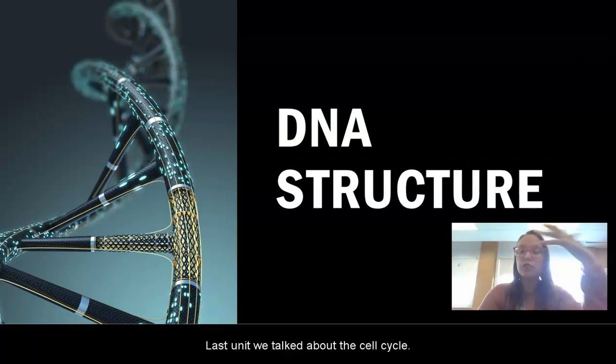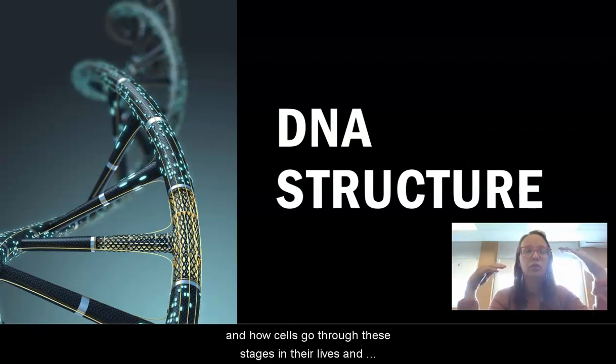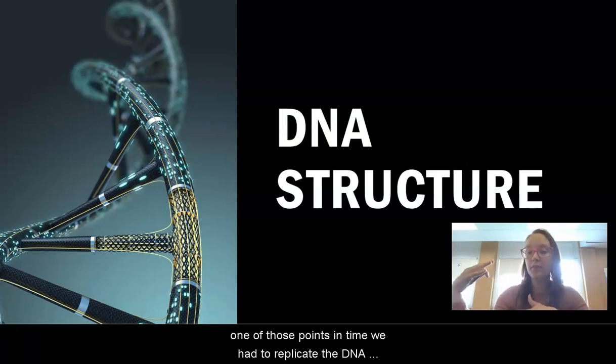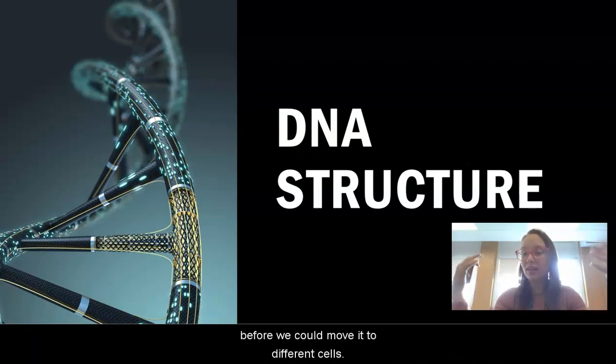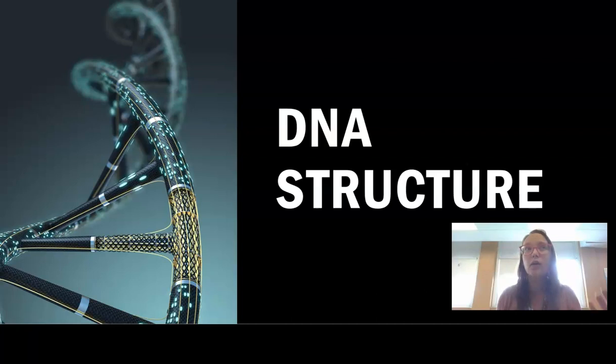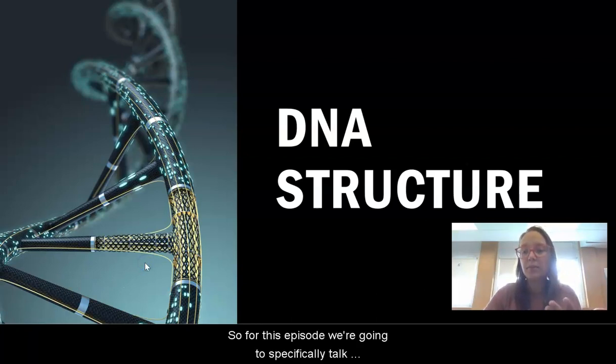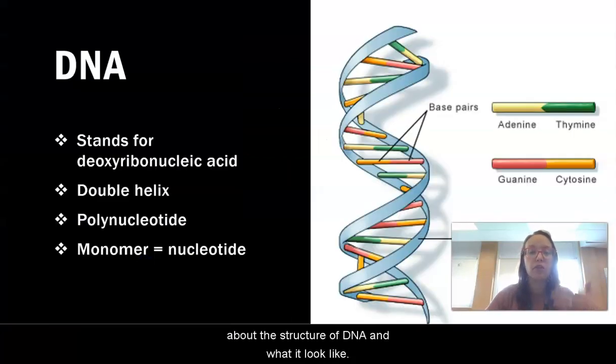Last episode, or last unit, let's say, we talked about the cell cycle and how cells go through these stages in their lives. And one of those points in time, we had to replicate the DNA before we could move it to different cells. All right, so DNA, cool. We've been talking about it. We've brought it up. But what is it? Let's get a better understanding of what DNA is. So for this episode, we're going to specifically talk about the structure of DNA and what it looks like.